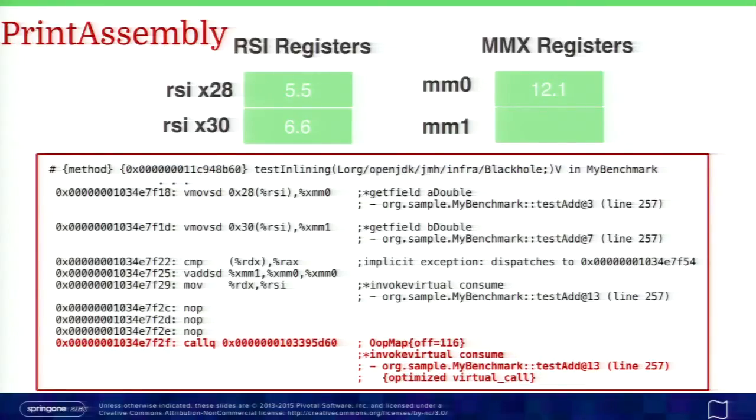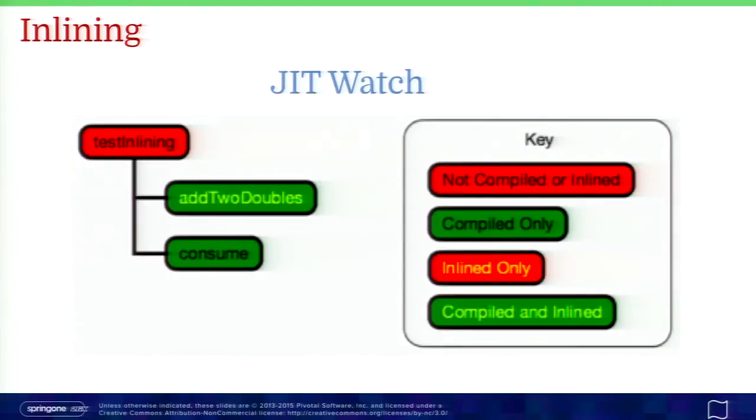Yeah. So I like grepping logs, but if you're more of a GUI type person, there is a tool out there called JITWatch that will read your logs for you and give you some nice graphs. This is one of the graphs it'll do. You can see the method test inlining calls add two doubles and consume. We can see that consume is compiled, but not inlined. And then we can see that add two doubles, based on the key on the right, is compiled and inlined. So this is nice. You don't have to go to the logs, et cetera.